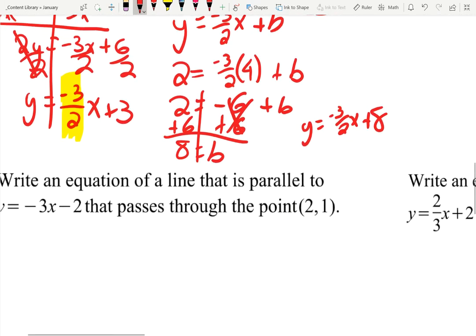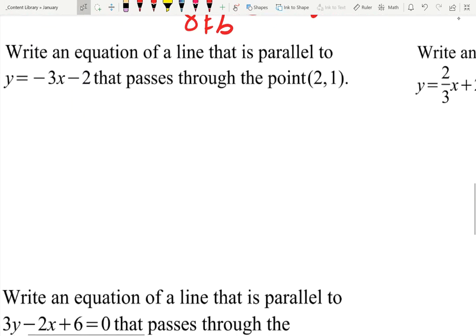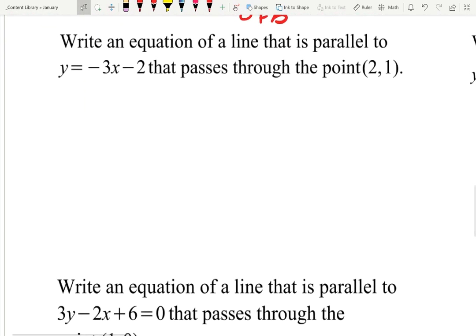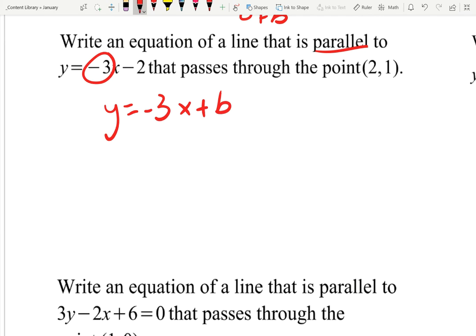All right, we have another parallel one. This one is already written so that we know the slope. The slope of this line is -3. Remember, parallel means same slope. So when I write my equation, it will have the same slope. It will also be -3. So -3x plus b.